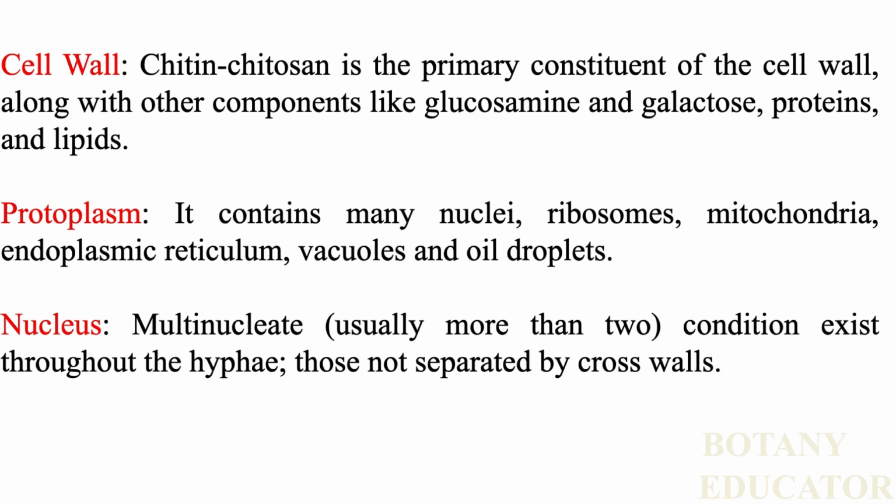Then its cell structure: the cell wall is made up of chitin and chitosan as the primary constituents. Other components can be glucosamine, galactosan, proteins and lipids. Its protoplasm contains nuclei, ribosomes, mitochondria, endoplasmic reticulum. All the organelles are present in the protoplasm. The condition is multinucleate. There are no cross walls; it is aseptate and cenocytic, meaning multiple nuclei are present throughout the hyphae, right?